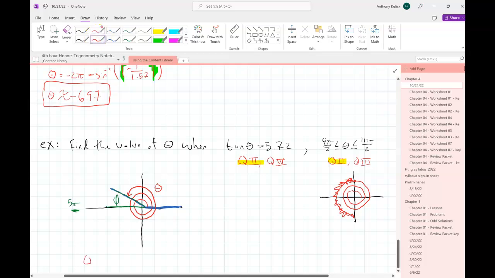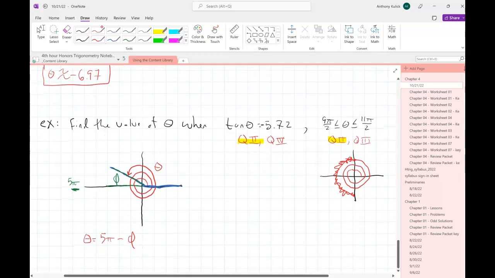So is theta more than 5 pi or less than 5 pi? Less. How much less? Phi less. Exactly right. So now it's just calculator time.